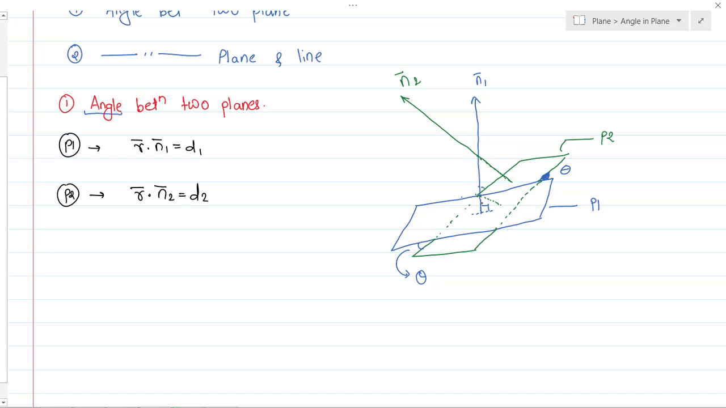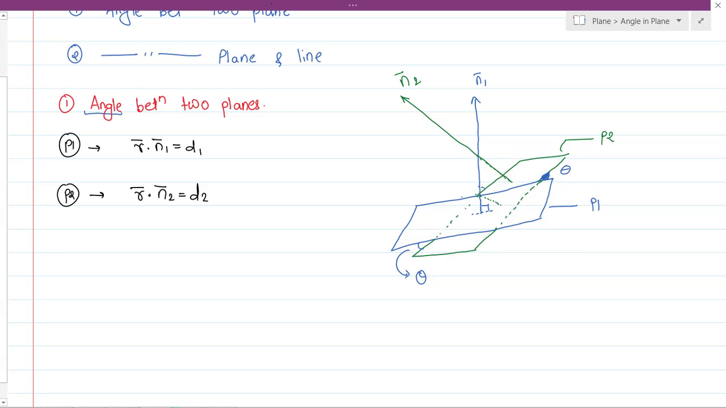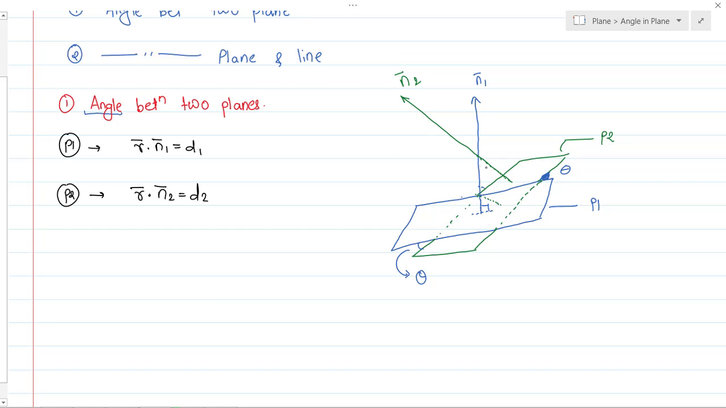Now see, n1 and n2 are perpendicular to p1 and p2, so this angle theta between the planes is the same as the angle between the two normals. Yes or no? Yes, both angles are the same. With the help of this diagram, if the angle between the two planes is theta, then the angle between the two normals will also be theta. So finding the angle between the two planes means we are indirectly finding the angle between the two vectors, n1 bar and n2 bar.